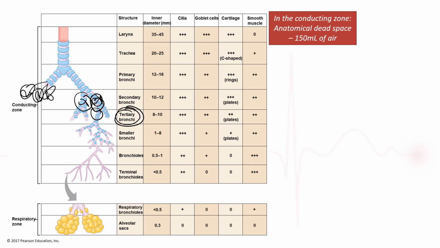And that actually ends up being about the same within the right lung. There are 10, maybe 11 total tertiary bronchi. It varies a little bit from person to person. But there actually ends up being about 10 tertiary bronchi within the left and the right lung, sometimes a few more within the right lung. It's not universal from one person to the next.